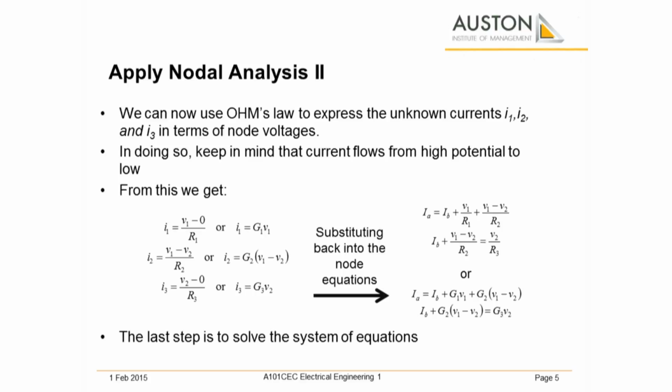We then substitute this into the node equations that we have obtained. Thus, IA is equal to IB plus G1 multiplied by V1 plus G2 multiplied by the quantity V1 minus V2. Also, we can say that IB plus G2 multiplied by the quantity V1 minus V2 is equal to G3 multiplied by V2. The two unknowns now are just V1 and V2. Applying the method of simultaneous equations, we will then be able to solve for V1 and V2 and solve for the currents I1, I2, and I3.